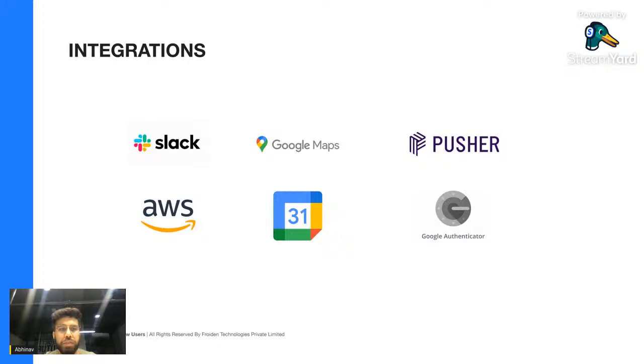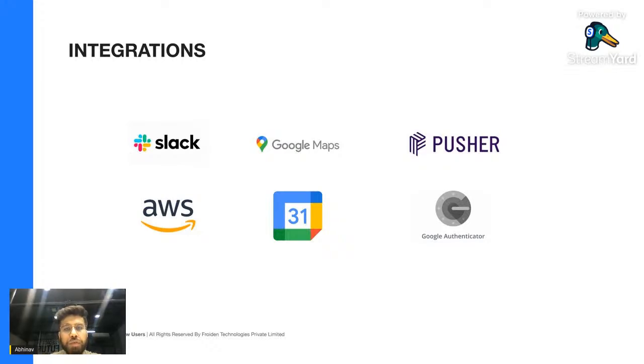Then coming to the integrations, we have third-party integrations for Slack, Google Maps, Pusher, AWS, Google Calendar, and Google Authenticator. Slack is used for the notifications. If you want to send notifications directly to your employees, then you can configure Slack with the Worksuite. Google Maps is used to view the attendance. If you remember, in the attendance settings, we have an option to save the current location of that employee. So if you enable that option, then you can also view those employees on a Google Map.